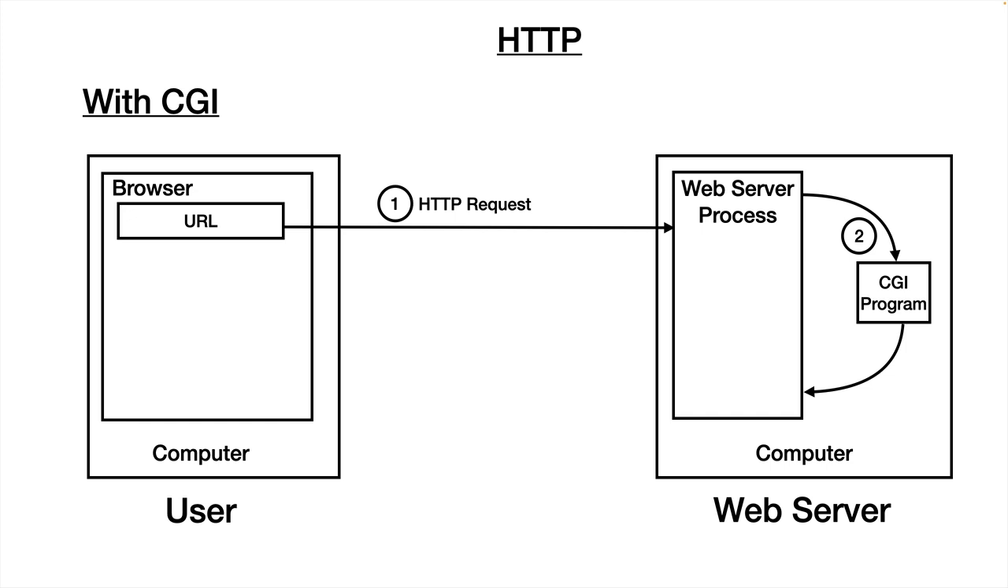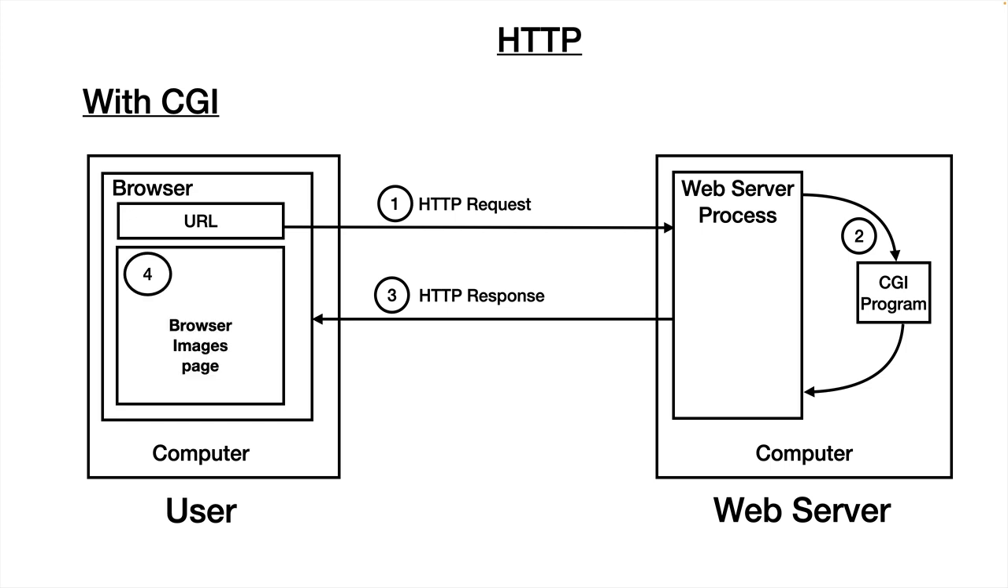In the beginning, Perl was very popular for doing that. It's still very popular. But Python, C# if you're on a Windows server, any language that can generate a valid response is acceptable. So the web server process executes the CGI program, which generates the HTTP response that is sent back to the user's browser. And then, like before, the browser takes that HTTP response and generates a web page from it.